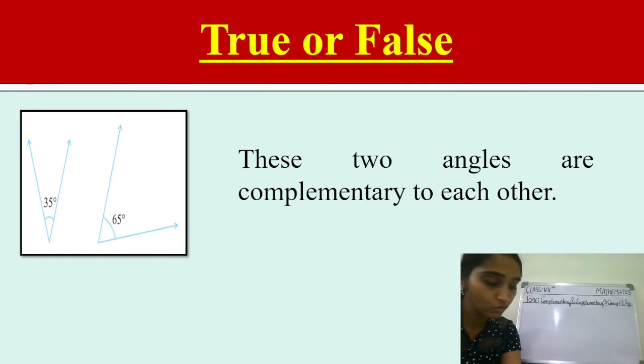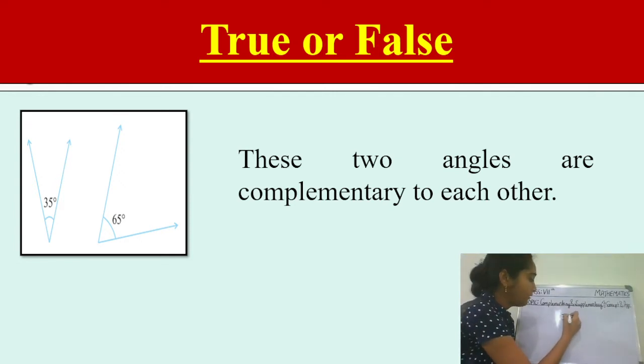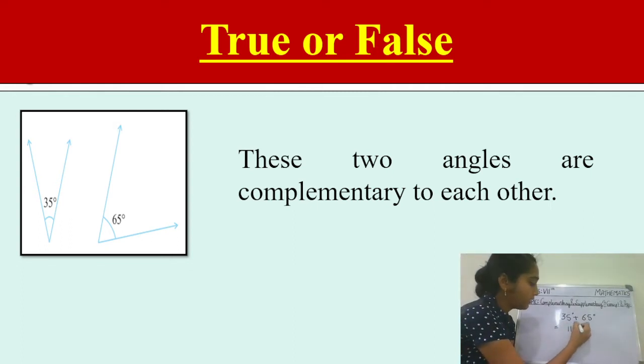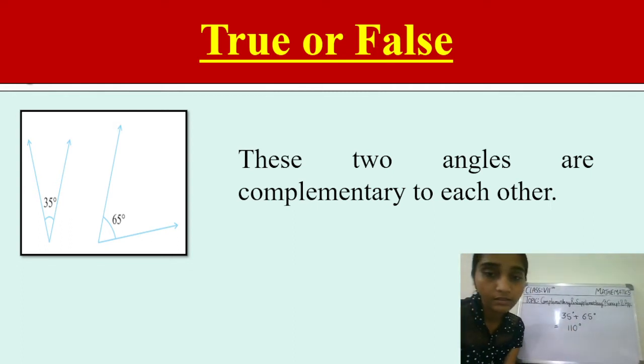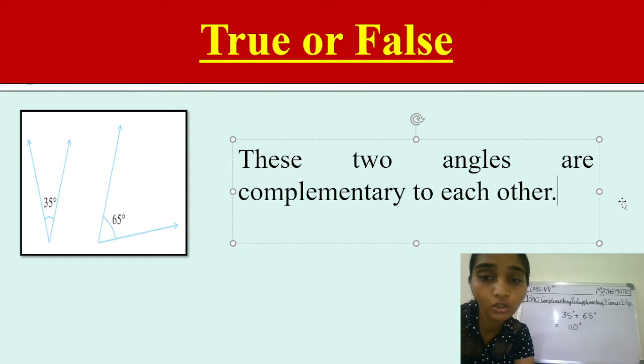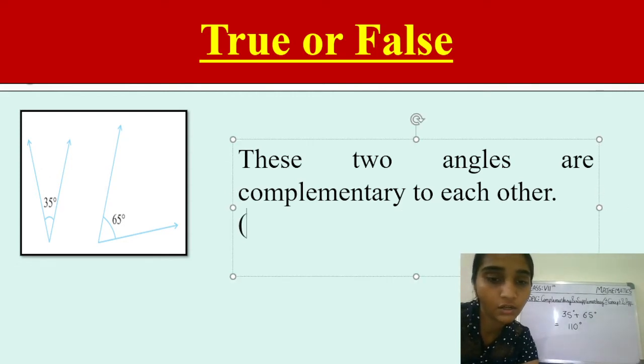For this, what will you do students? Yes, you will check whether the sum of these two angles is equal to 90 degree or not. Okay, so let us add 35 degree, one angle is this, and the other is 65 degree. After adding, what will we get? Yes, we will get 110 degree. Now students, what do you think? Very good. So those who gave the false answer are absolutely correct, these two angles are not complementary to each other, because we are not getting the sum as 90 degree.